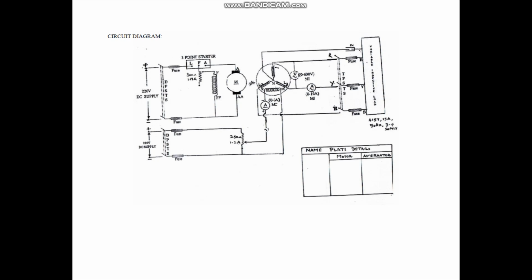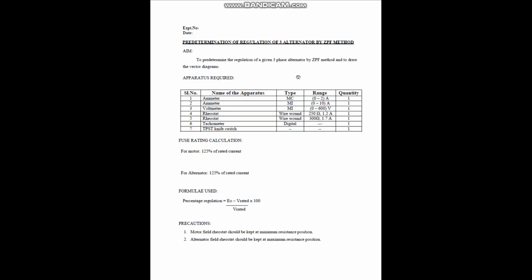By bringing this potentiometer to its normal position, the variable inductive load is applied. Then by varying this potentiometer, we bring the ammeter to the rated current of 1.7 amps. By taking the ammeter as well as the voltmeter readings, we are going to tabulate this ZPF.